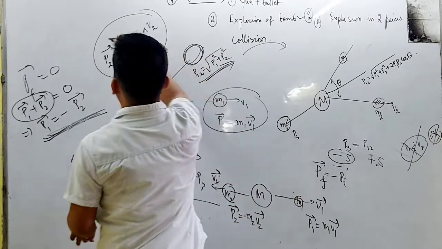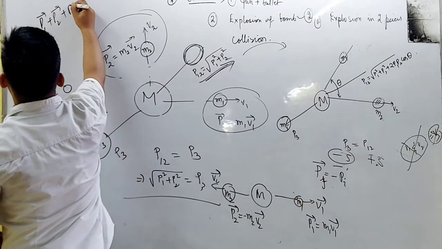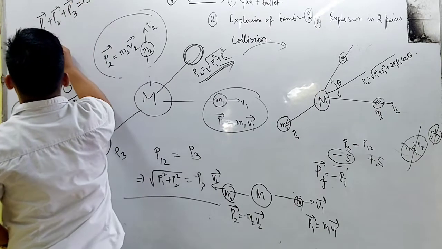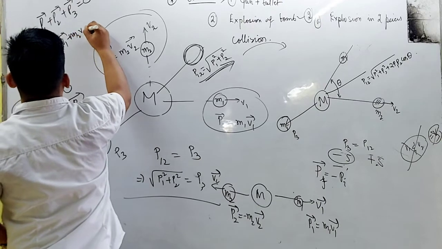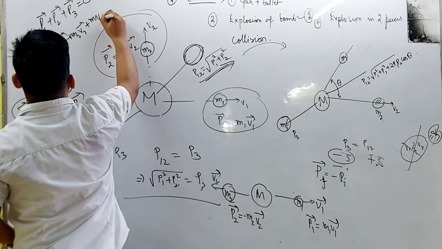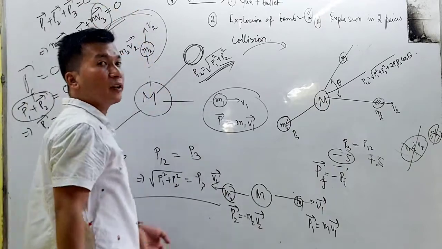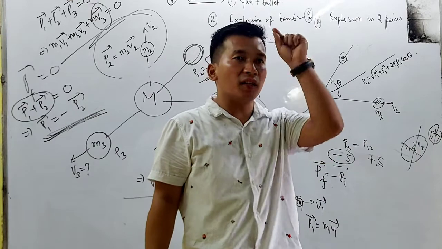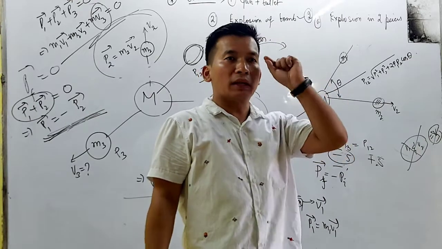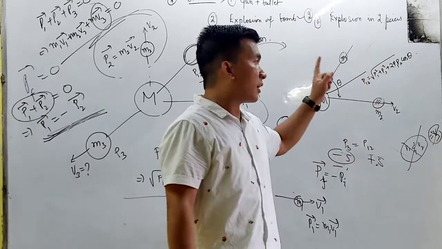Your p1 plus p2 plus p3 plus p4 is equal to 0, so by this concept m1 v1 plus m2 v2 plus m3 v3 is equal to 0. You cannot simply find out the value of this v3, because this is vector addition. It must follow the vector rule, the triangle of vector addition must be followed.